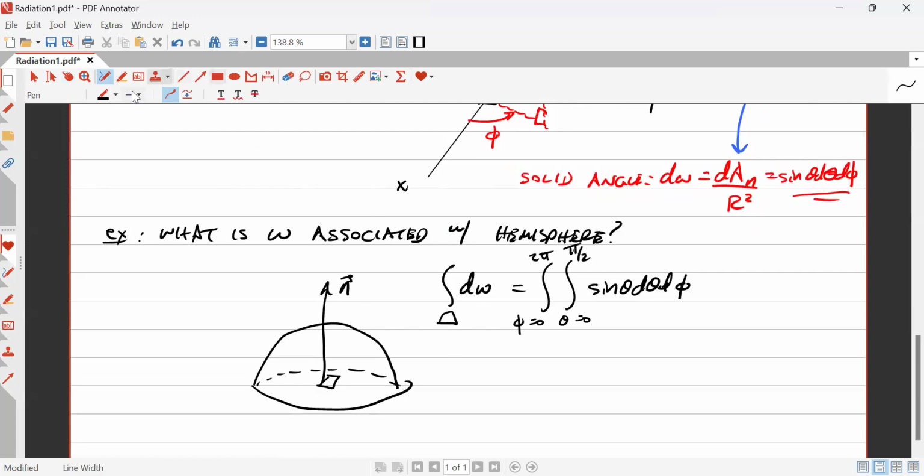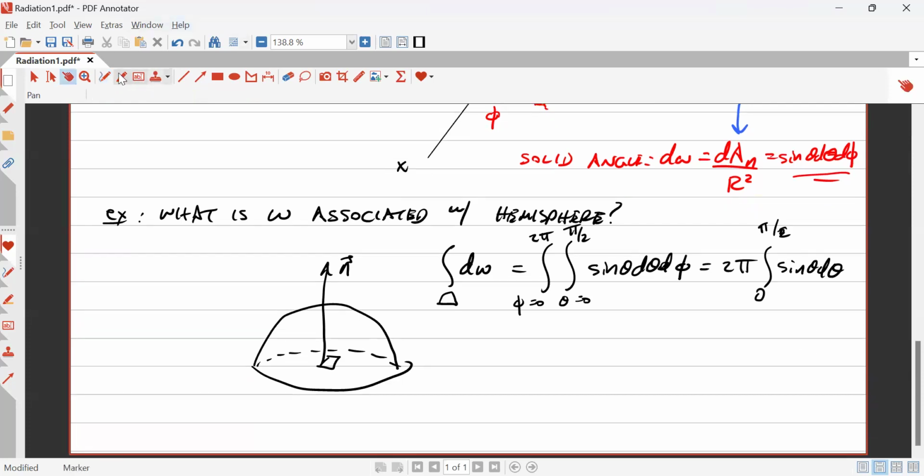So now we can integrate. First, phi is very straightforward since we can isolate it out. Nothing depends on phi in our function here. So we simply say the integral of d phi from 0 to 2 pi gives 2 pi. Then the theta side is the integral from 0 to pi over 2 of sine theta d theta. Take another step here, so it'll be 2 pi.